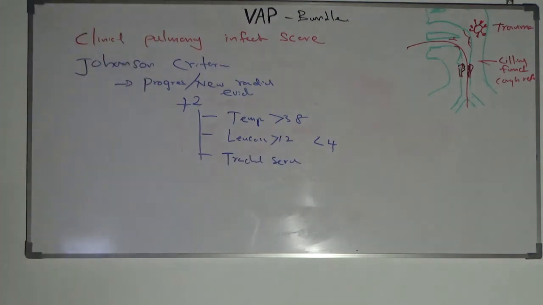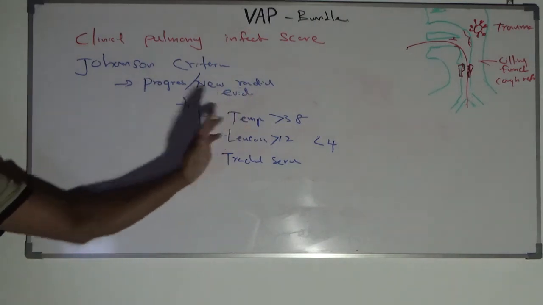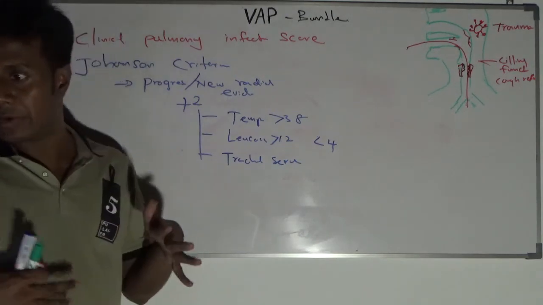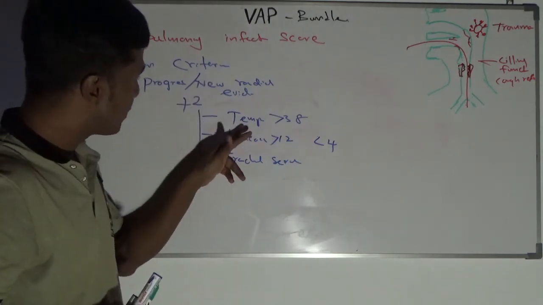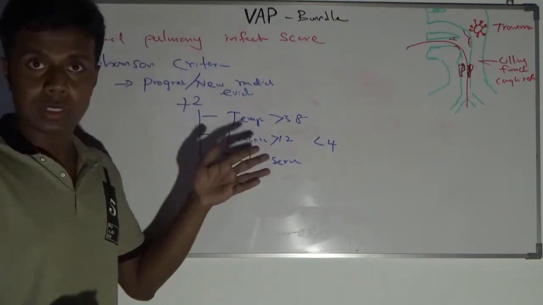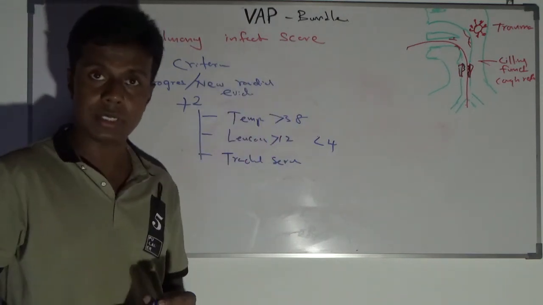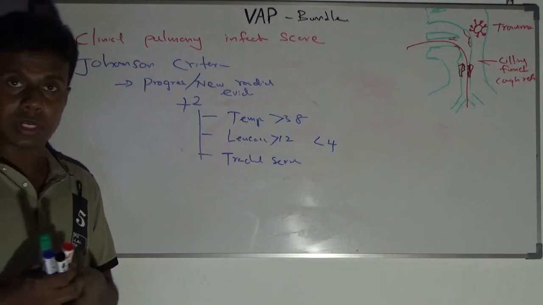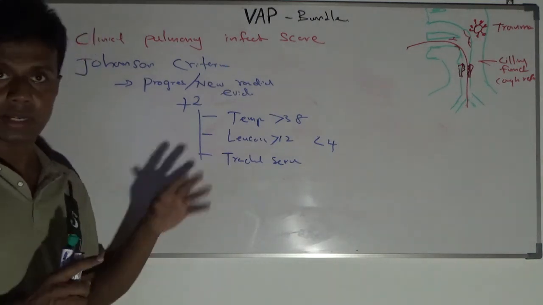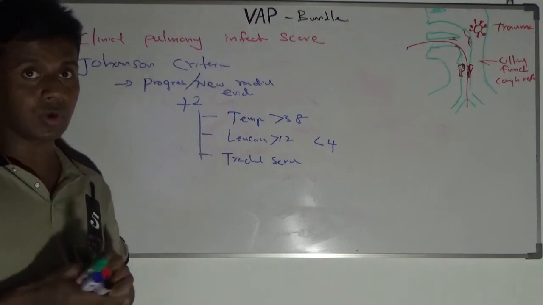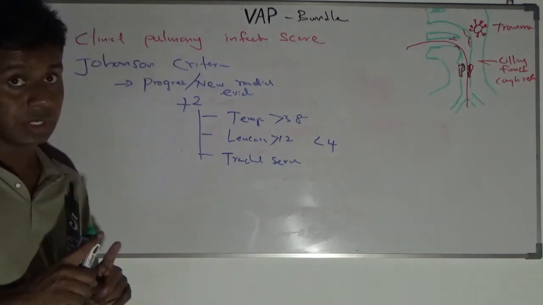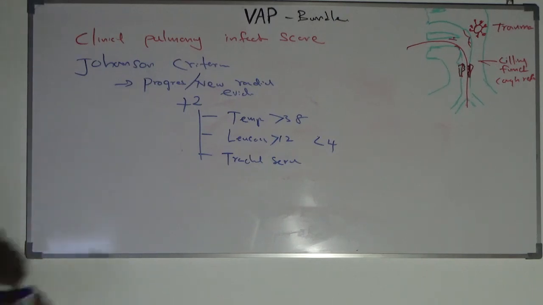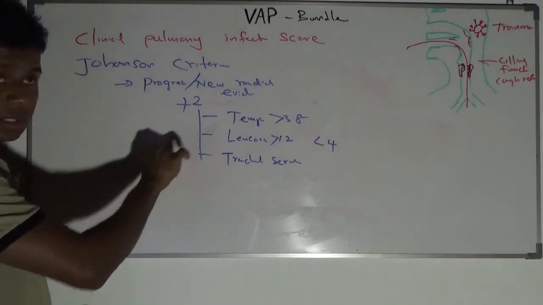If your patient has progressive or new radiological evidence on X-ray, plus fever and leukocytosis, you can strongly suspect ventilator associated pneumonia. To say ventilator associated pneumonia, the patient should be ventilated at least 48 to 72 hours. Before that, if your patient has those features, you are not going to say my patient has ventilator associated pneumonia. Okay, that is called Johansson's criteria. Now you know the clinical pulmonary infection score and Johansson's criteria.